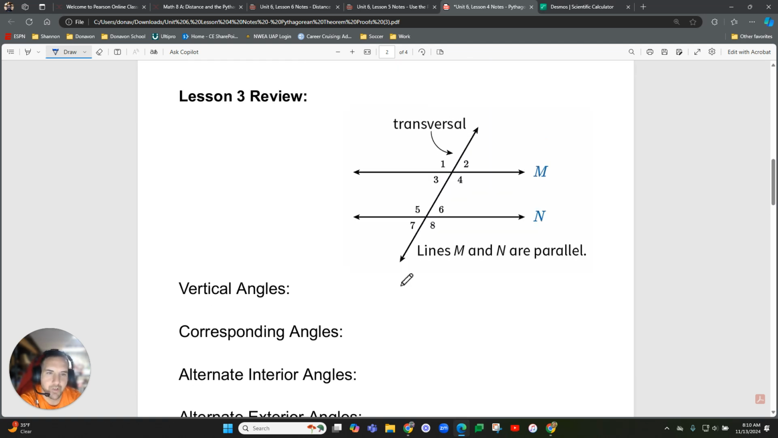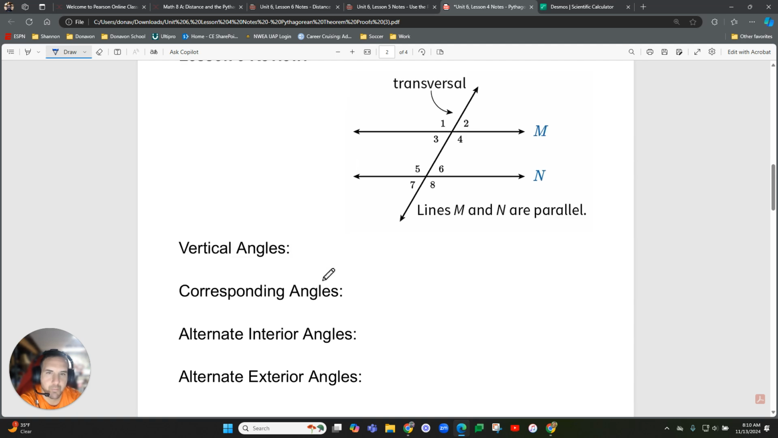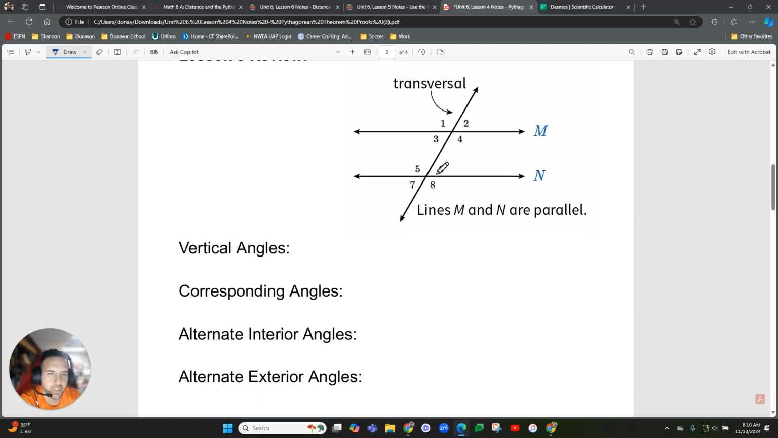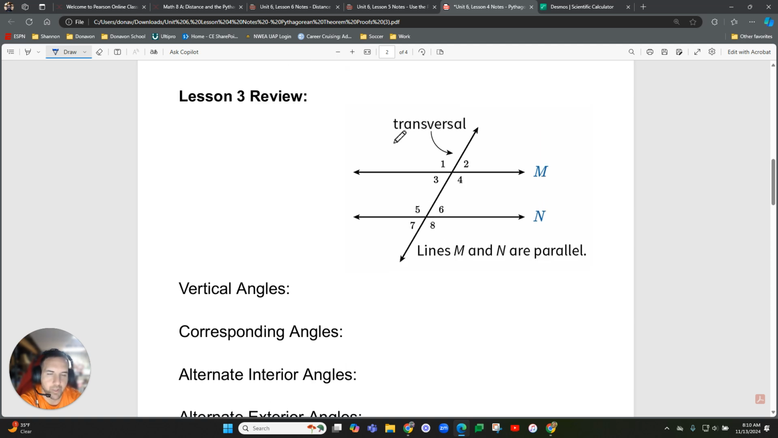So a little bit of review. This is a review from our lesson in Lesson 3. Vertical angles, I'm not going to go over every single one of these. We're not going to go over every single one like we did in the Lesson 3 recording. There is a Lesson 3 recording where I go over all of them.